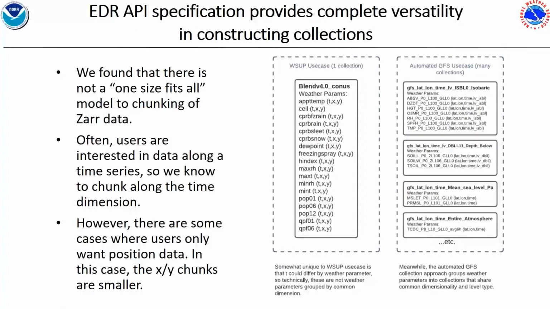The EDR API specification provides complete versatility in how you construct your collections. So we tend to base it on the use case of how we expect our users to query the data. This first use case is basically a point and click map for selecting weather parameters. So it's basically just a position query. We know our X and Y chunks will be very, very small to limit how much data you're loading. So we want to keep the chunks small for optimized performance.